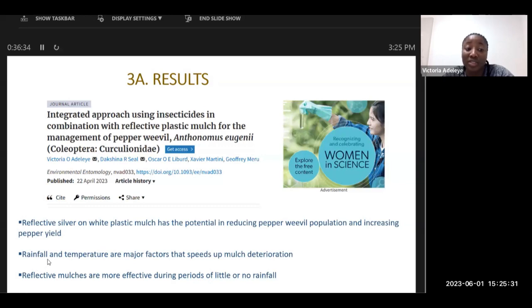We also saw that rainfall and temperature are major factors that speed up mulch deterioration. And we also noticed that reflective mulches are more effective during periods of little or no rainfall.